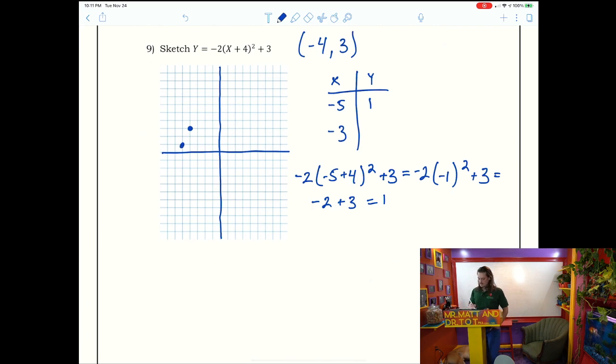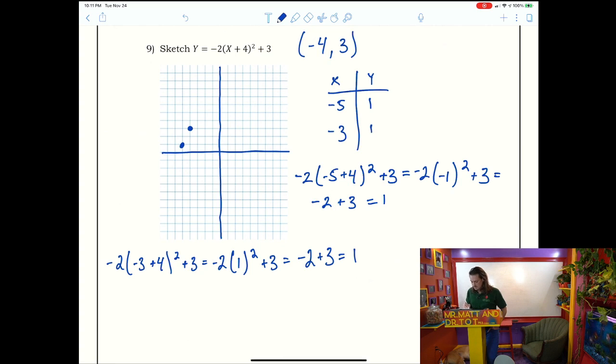And let me check negative 3 down here. So we have negative 2 times negative 3 plus 4, quantity squared plus 3. That's going to simplify into negative 2 times 1 squared plus 3. 1 squared is 1. 1 times negative 2 is negative 2. Negative 2 plus a positive 3 is going to be a positive 1. So at x is equal to negative 3, I'm at positive 1. That makes sense because look at that leading a value. It's negative. So this parabola is going to be opening downward.